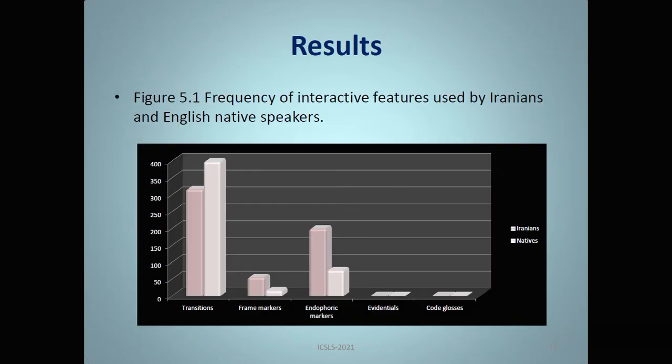The results. The frequency of interactive features used by Iranians and English native speakers revealed that Iranians have used endophoric markers nearly 1% higher than native speakers, and native speakers have used transitions 0.5% more than Iranians. The tendency of employing transitions more than the other features by both groups is quite evident, and there is no indication of using evidentials or code glosses in both groups. The use of frame markers less than 1% by both groups could also be considered negligible.